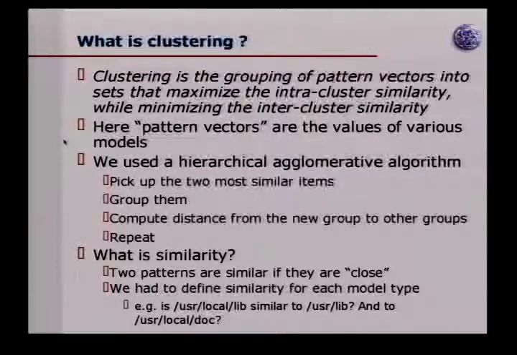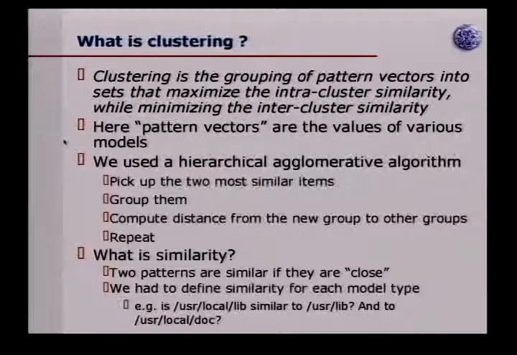So what's clustering? Clustering means grouping things together so that similar things are together and dissimilar things are not together. Looks like a very simple thing to do. For humans, it's very simple. For computers, it isn't.